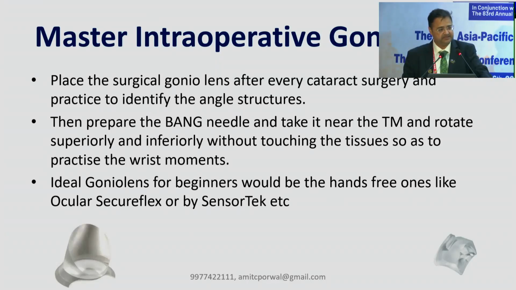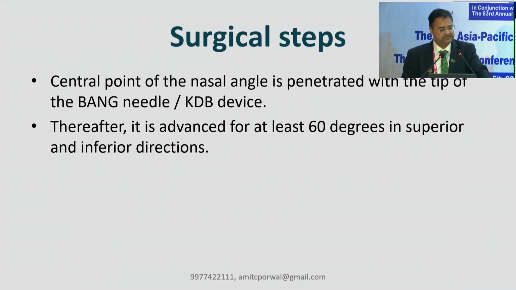You can practice with them first, identify the structures, and then if you think your practice is increasing, you can buy the surgical gonio lens, which is autoclavable and is going to cost you around 50,000 rupees. So the central point of the nasal angle is penetrated with the tip of one of these instruments. Thereafter, it is advanced for 60 degrees inferiorly or superiorly. There are various degrees of goniotomy you can do. You can do 120, 240 or 360 like a suture cut.